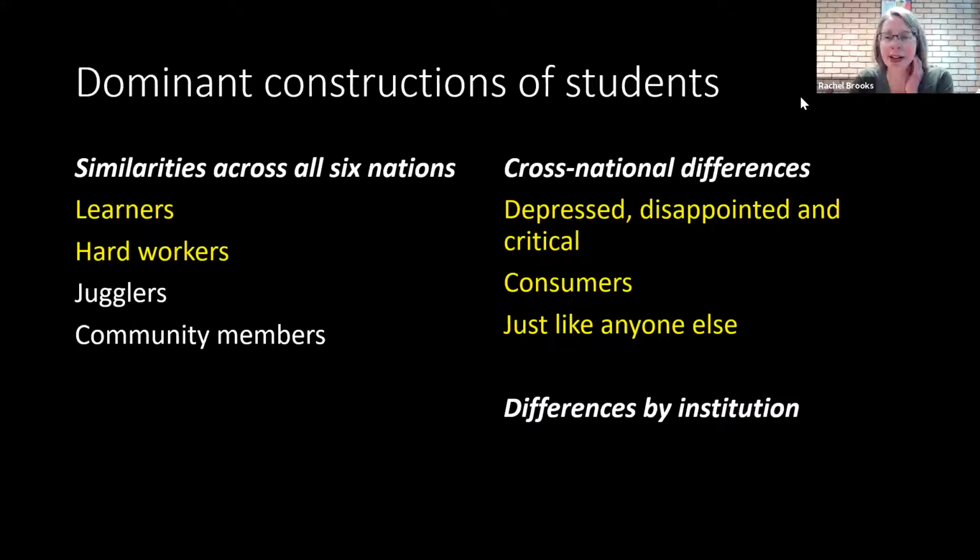And I don't have time to go through them all today, but I'm going to talk about some of the quite striking similarities across all 6 nations. And I'm going to talk in particular about students as learners and students as hard workers that came through really strongly in the data. But then I'm also going to talk about a few cross-national differences, such as students as depressed, disappointed and critical, as consumers or consumer products, and just like anybody else.